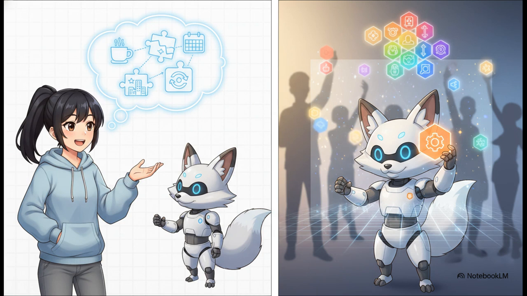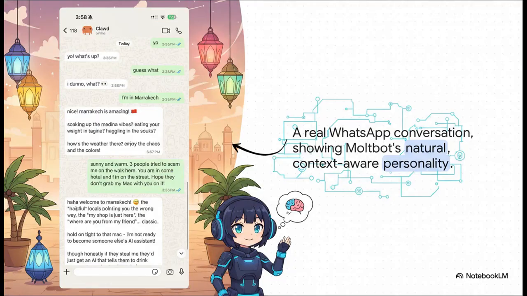But wait, there's more. It also has persistent memory, so it actually learns your preferences over time, which makes for much more natural conversations. Plus, there's a built-in skills and plugins system, which means its capabilities are constantly expanding, either through stuff the community builds or skills you code up yourself. And here's what that actually looks like in a real WhatsApp chat. Just notice, it's not just spitting back answers to questions. It's having a natural, context-aware conversation. It gets the context of being in Marrakesh and responds with this genuine personality. And that's the power you get when you combine that memory with a well-defined persona.